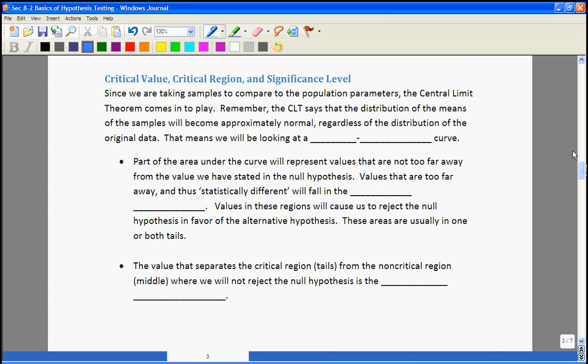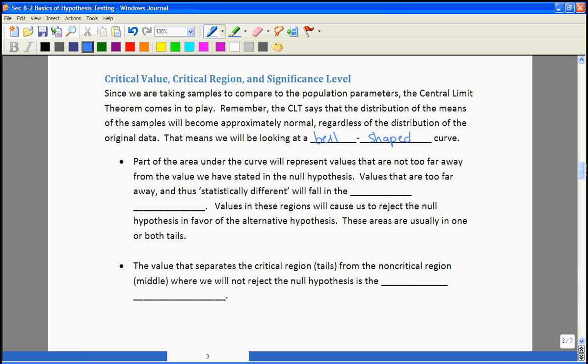So just like with the programming, we would take these samples. And if we remember back to the central limit theorem, it says that the distribution of the means of the samples will become approximately normal regardless of the distribution of the original data. So I might take samples more than once and take those means, and those means will eventually follow a bell-shaped curve.